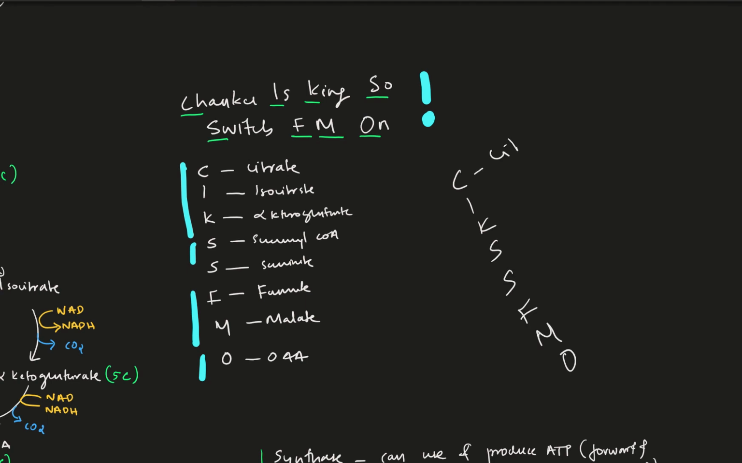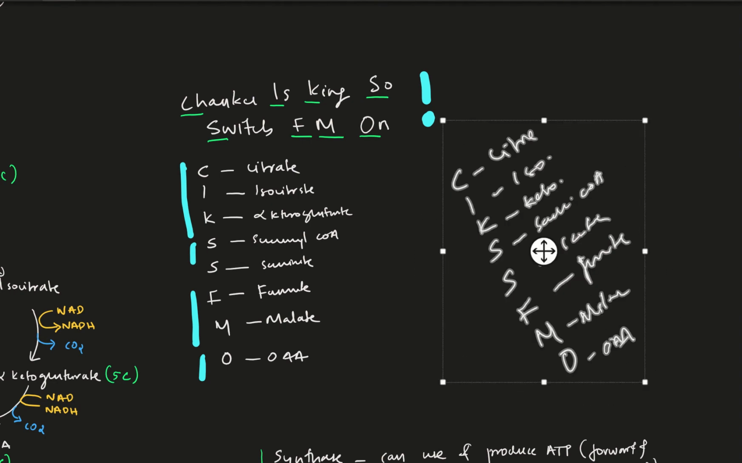This is citrate, isocitrate, ketoglutarate, then succinyl CoA, then succinate, then fumarate, malate, then oxaloacetate. So these are the steps we go through in the process.